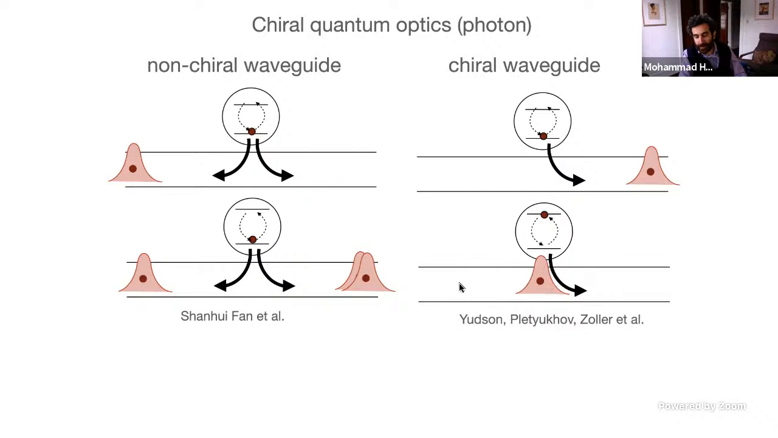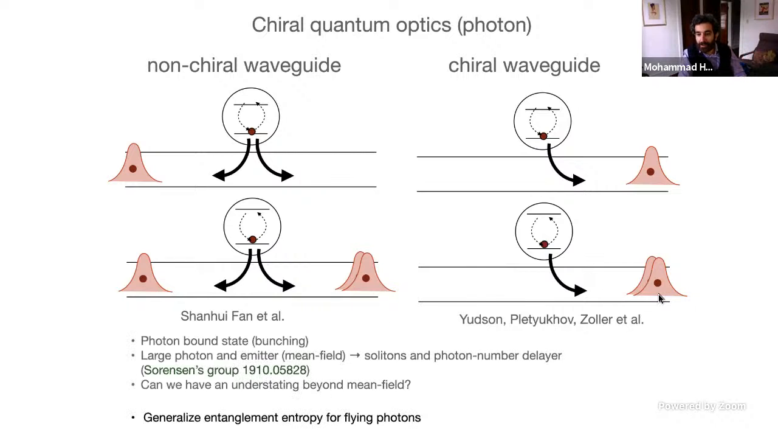If you send two photons, the story is the same. You cannot go backward. Two photons would always go forward. So then the accumulated nonlinear phase would always go this way. And the characterization of these photons is still ongoing.